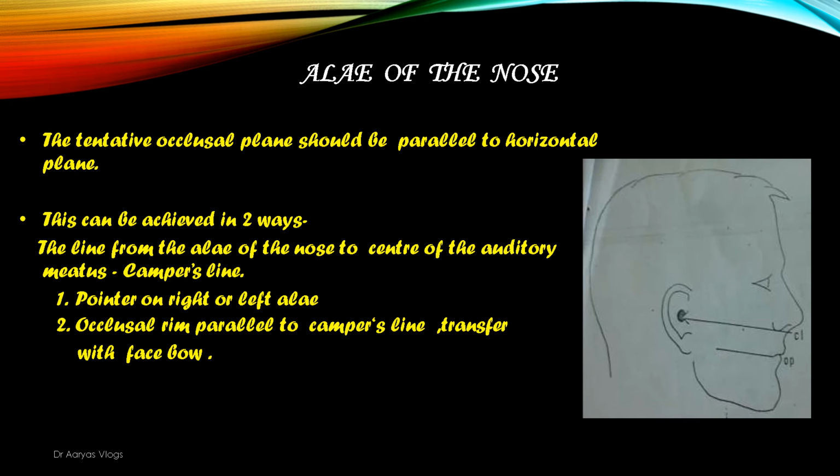Next one is the ala of nose. The tentative occlusal plane should be parallel to the horizontal plane, and this can be achieved in two ways. A line from the ala of nose to the center of auditory meatus is the Camper's plane or Camper's line. Points on the right and left ala: the occlusal rim is parallel to the Camper's line. Transfer with the Facebow. This is the occlusal plane, parallel to the Camper's line.